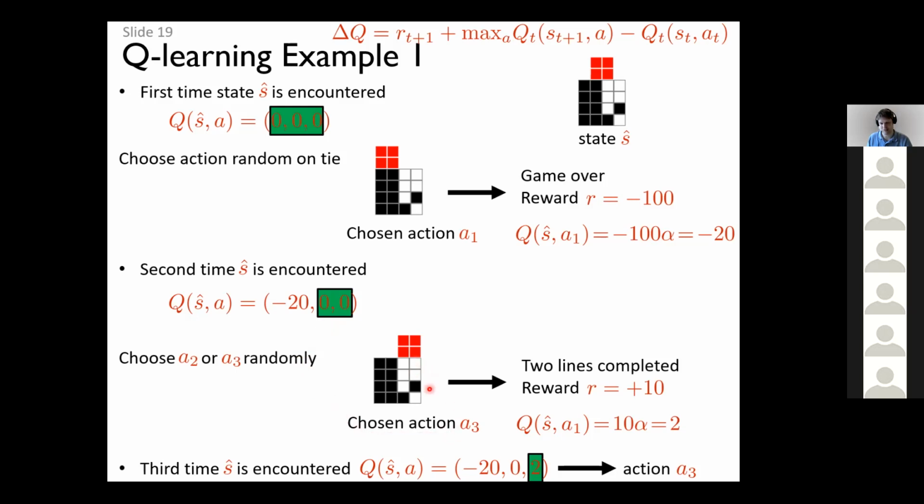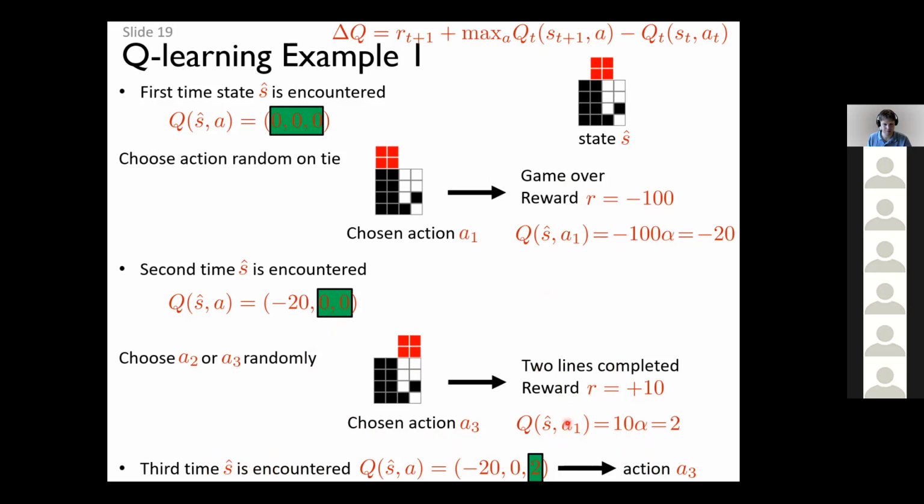In this case, it chooses the third position, and then it completes 2 lines, gets the reward, and we update the Q matrix in a similar way as up here, and we get an entry that's 2. So the third time this state s-hat is encountered, we have a Q matrix that has learned that this is a good state, so it will choose the action A3 again.